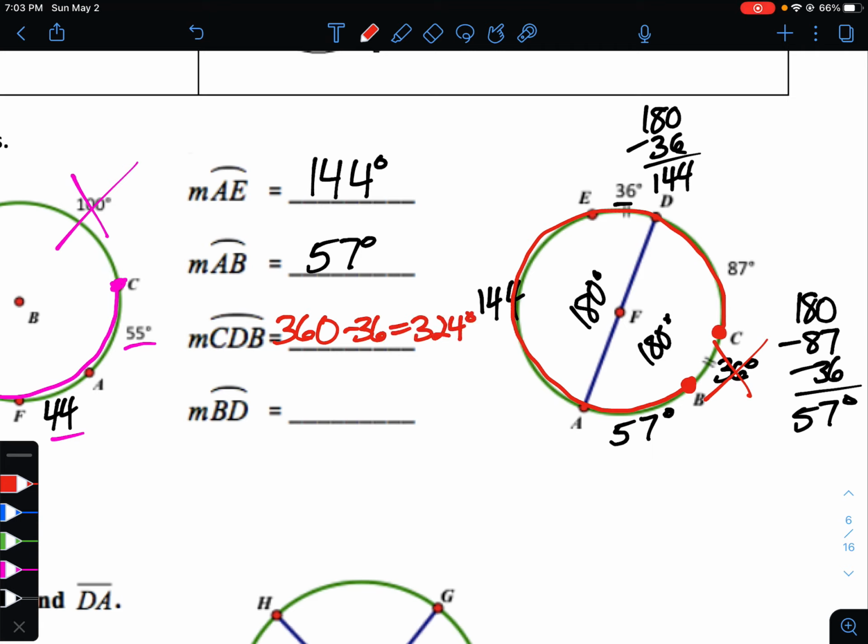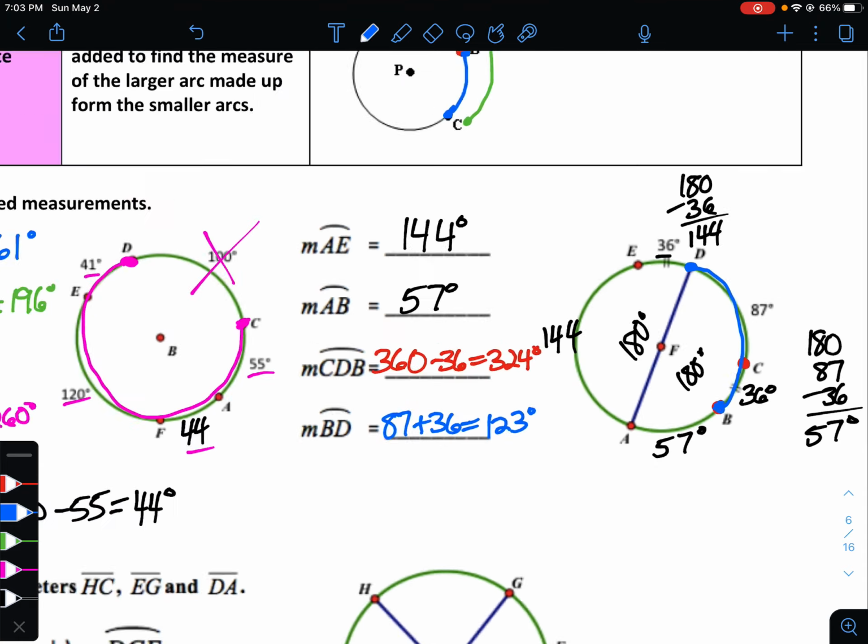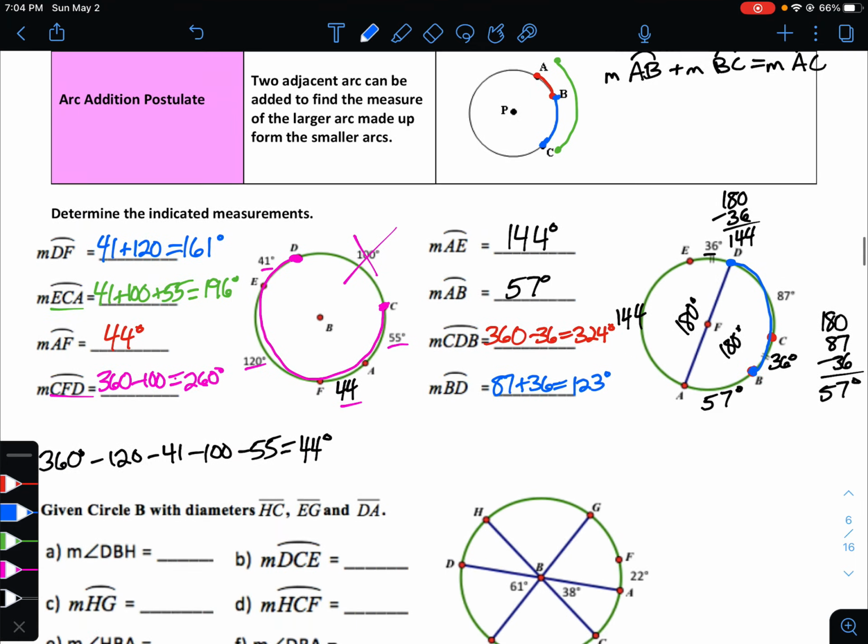All right. And then for this last one, what we want to find is the measure of arc BD. So that would be from B right here to D right here. That would be 87 plus 36, which adds to be 123 degrees. And there would be that measure of our last arc that we needed.